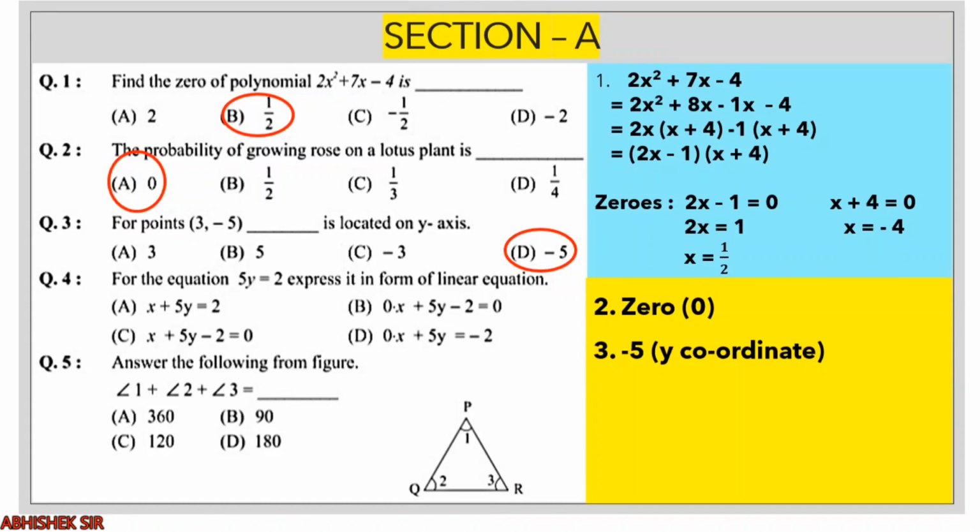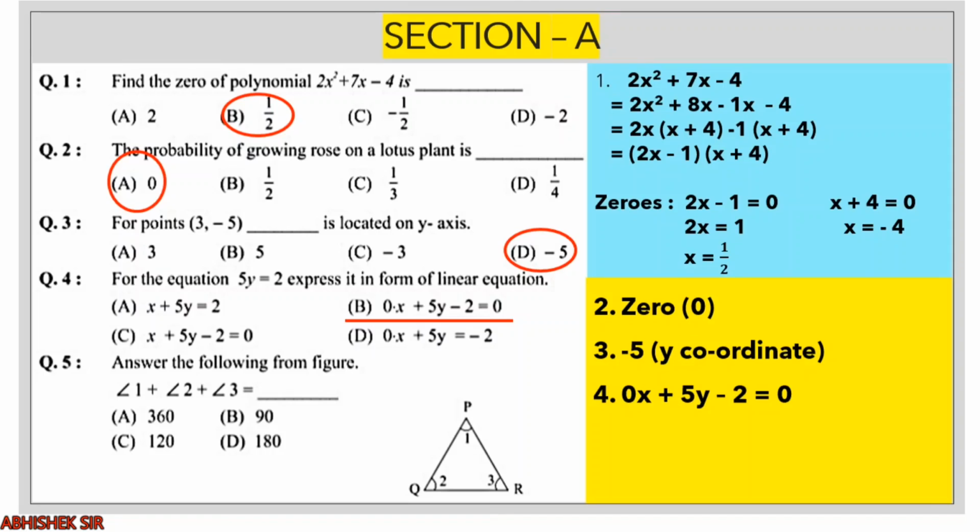Fourth question, for the equation 5y equals to 2, express it in form of linear equation. Now you can see that there is no x over here, so we will just add 0x, right? So 0x plus 5y was already there. Now in standard form this 2 will not be equals to 2 but the 2 will be on the left hand side. So our final answer will be 0x plus 5y minus 2 equals to 0. So this is the standard form. Now which one is that? That is option B.